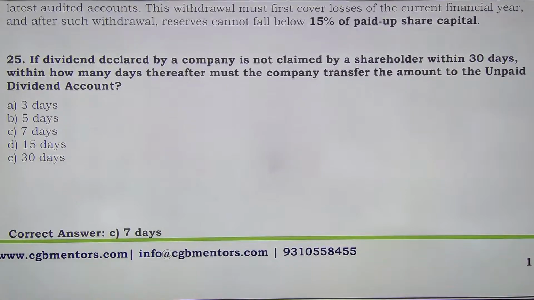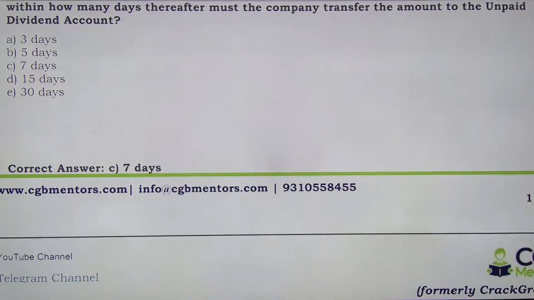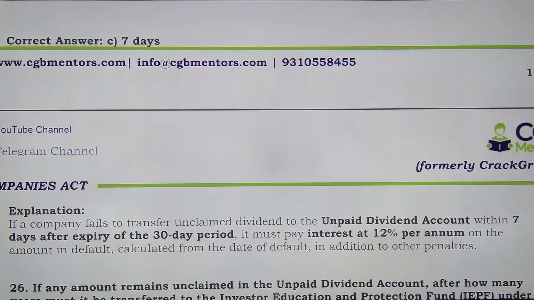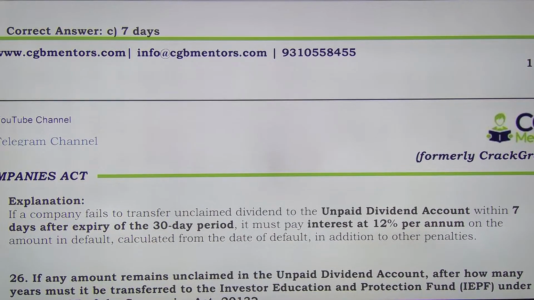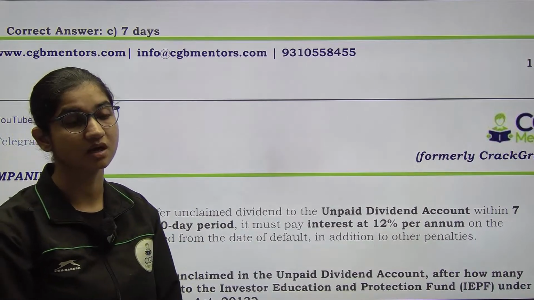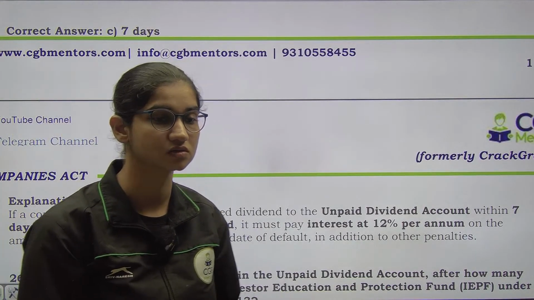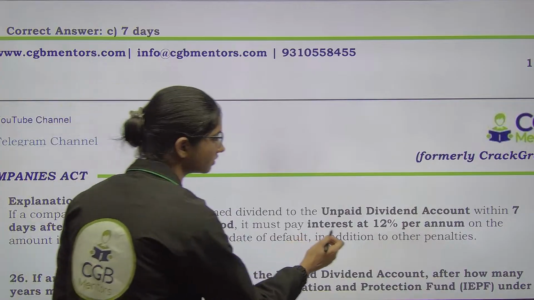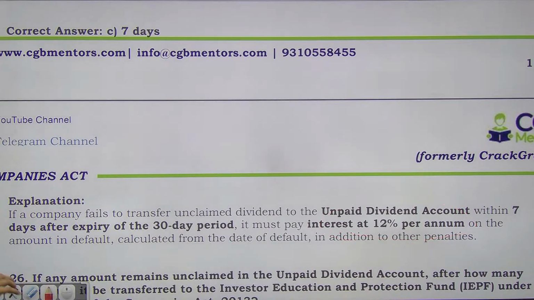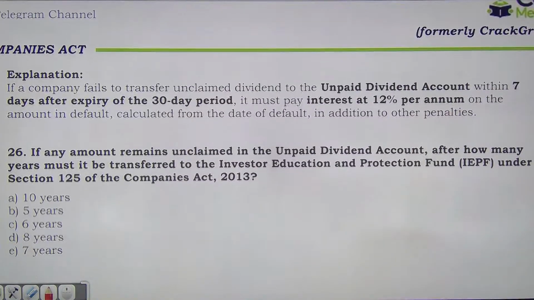the amount to the unpaid dividend account if that has not been claimed by our shareholders. And if there is any problem or non-compliance in that particular scenario, the company has to pay a certain amount of interest also, and that interest is 12% per annum. Now moving forward to the next question. Next question is question number 26.